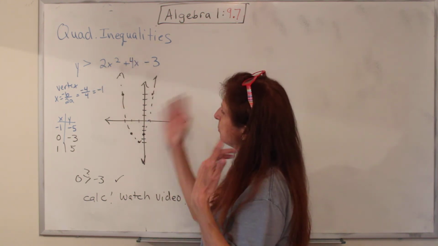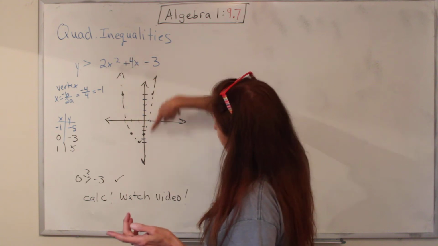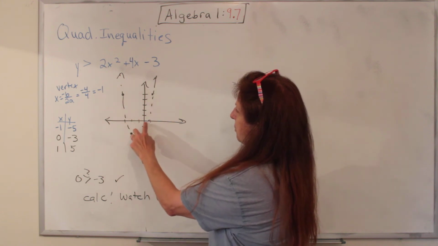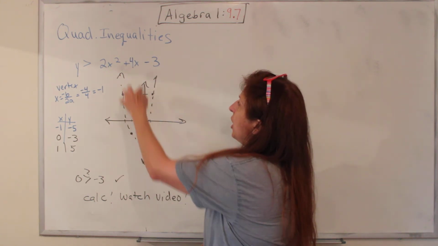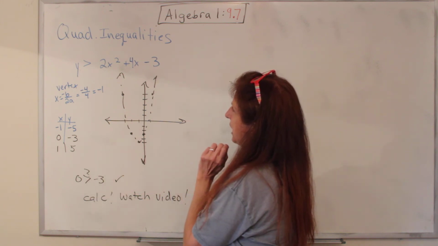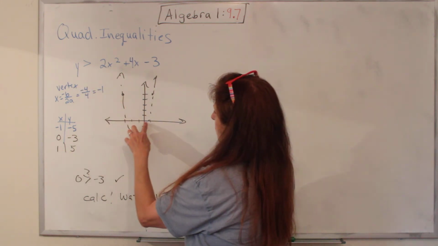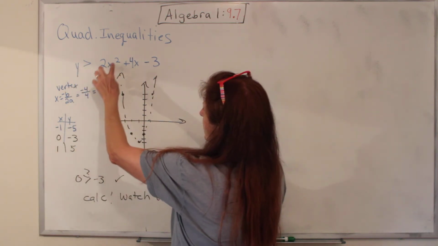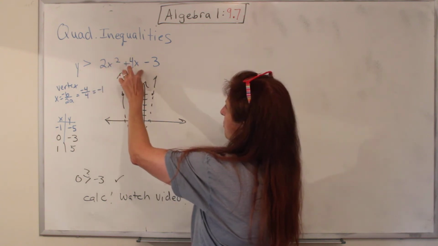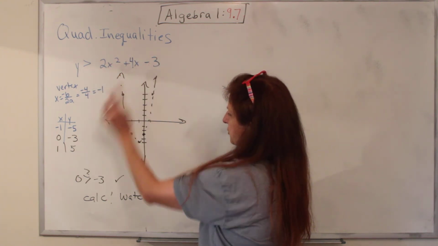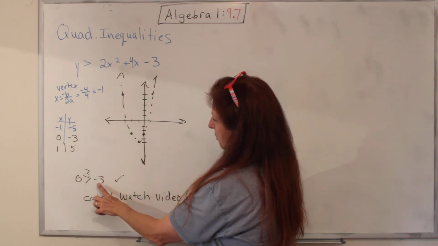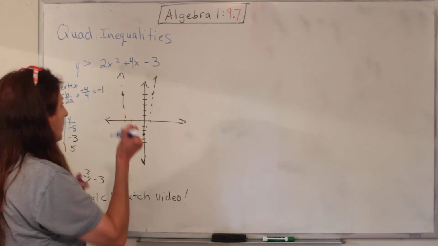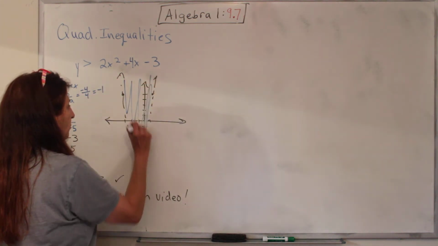Now it's an inequality, which side do we color? It will either be the inside of the U or the outside. What you do is you find an easy to identify point, like the origin is inside here. You put it in and you see if it makes a true statement. Is 0 greater than 0 squared times 2 is 0, 4 times 0 is 0, minus 3? Is 0 greater than minus 3? It is. So that means this is true, and we color the inside of the U.